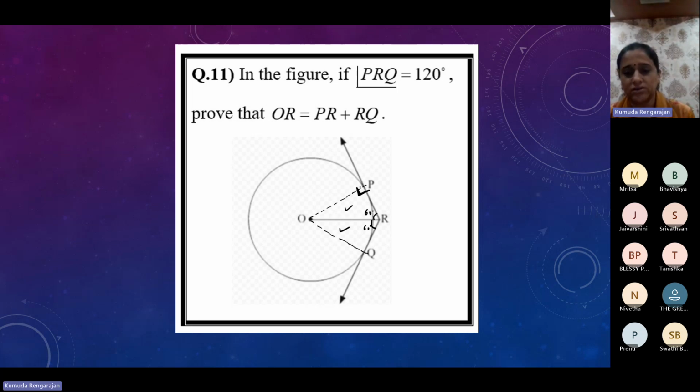Now the angle you know is 60 degrees. You can also find this angle. This will be 30 degrees by the angle sum property. So you need to connect either 30 degrees or 60 degrees with, look at the result here, OR, PR, RQ. Where is OR? This is OR.